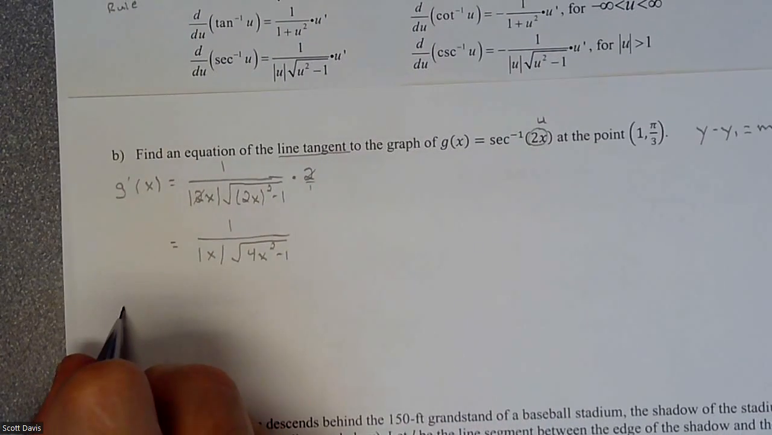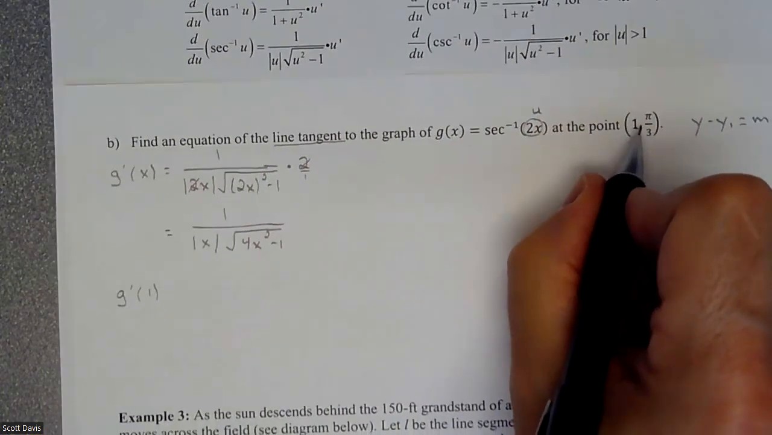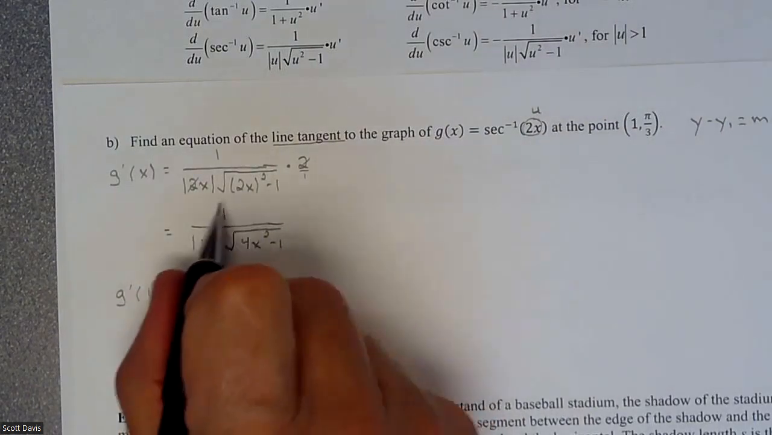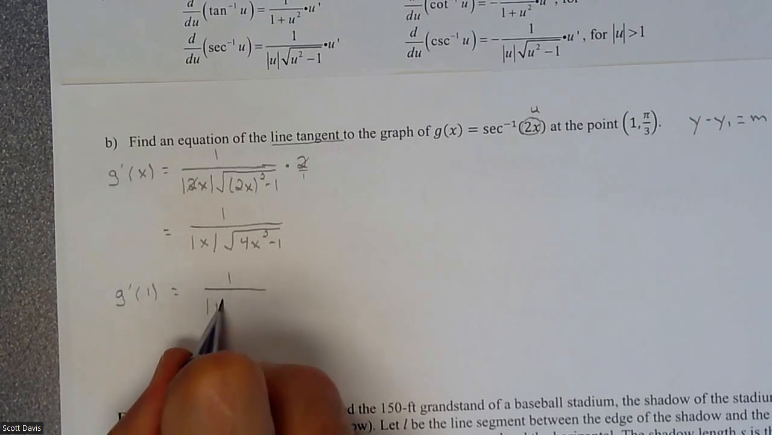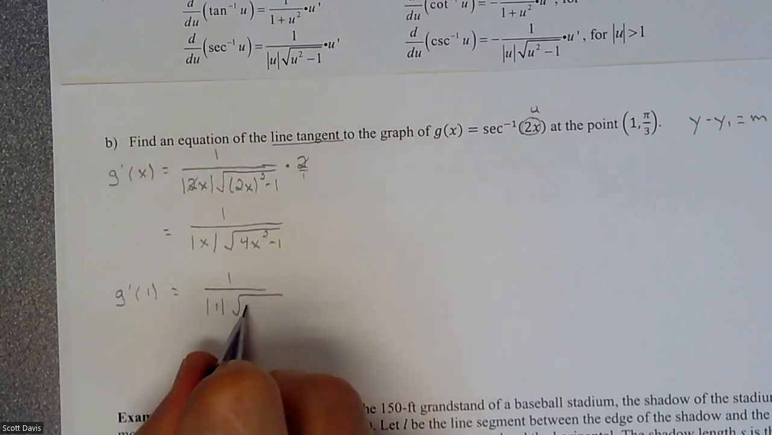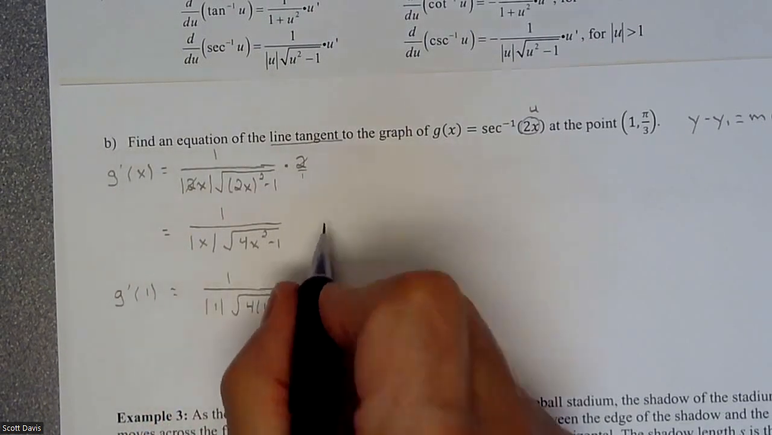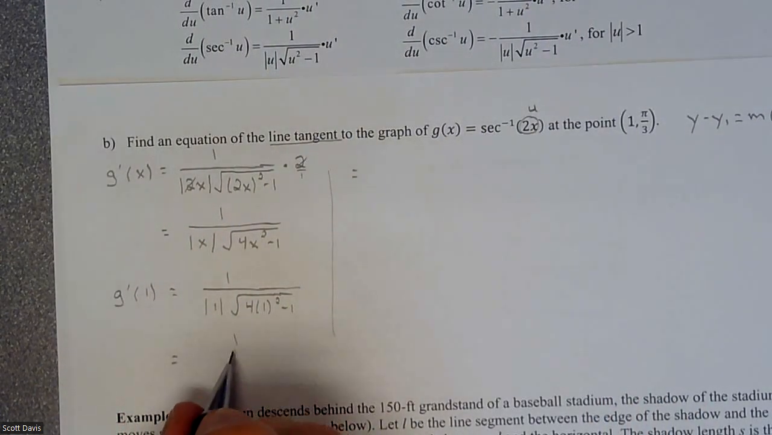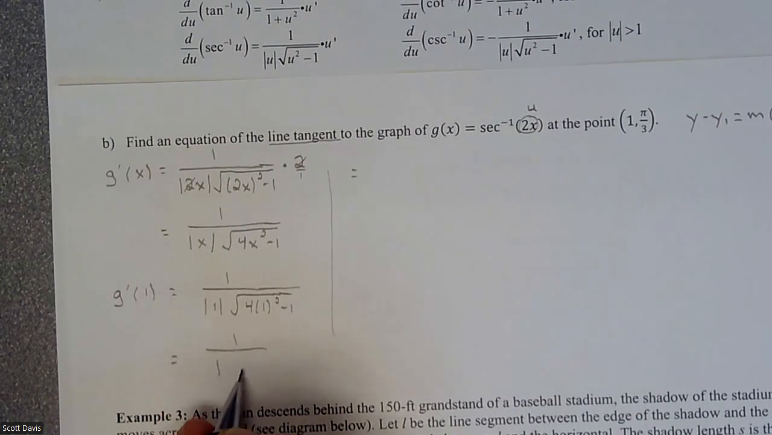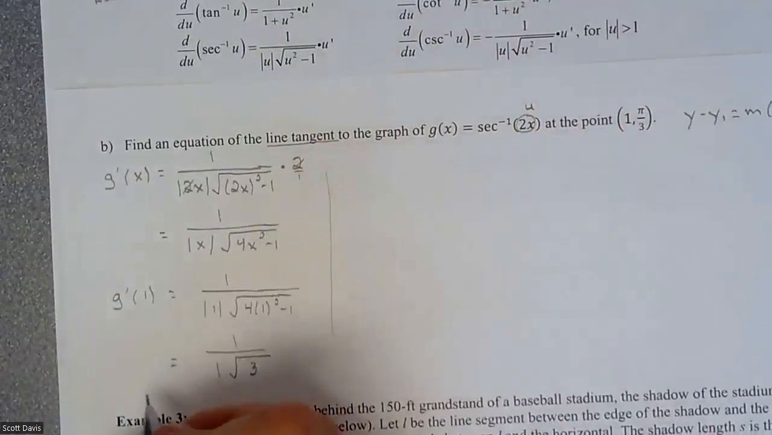So very next thing is, let's find the slope at 1. We have our slope equation. We just need to plug it in. So we're looking at 1 over the absolute value of 1 times the square root of 4 times 1 squared minus 1. And that's going to equal, let's see, 1 over the absolute value of 1, which is 1, times the square root of 4 minus 1, which is 3.